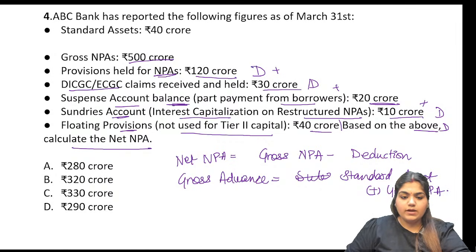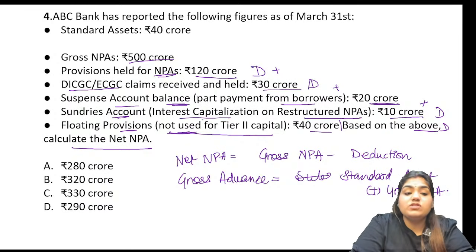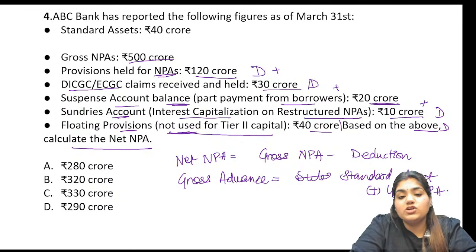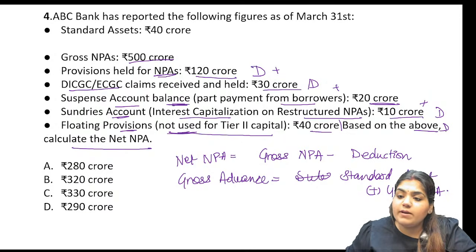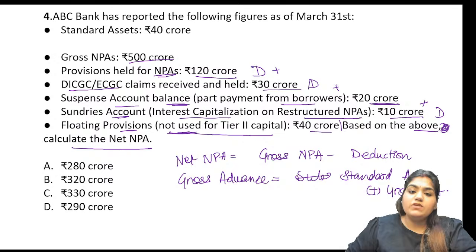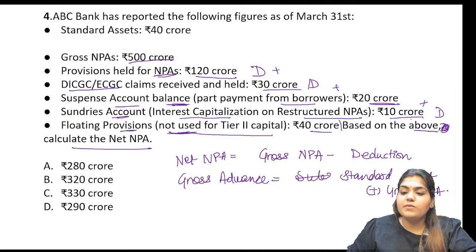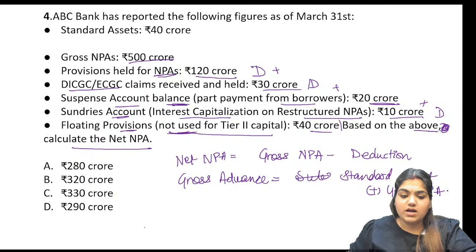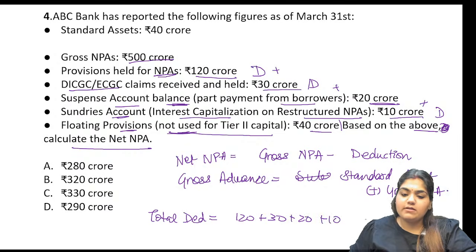The provision not used for tier 2 is 40 crore. We have not used this. Provisions which are not used are not deductions. If the provisions were used, it would be a deduction. If they are not used, then it is not a deduction. So total deduction is 120 plus 30 plus 20 plus 10, which will be equal to 180 crore.